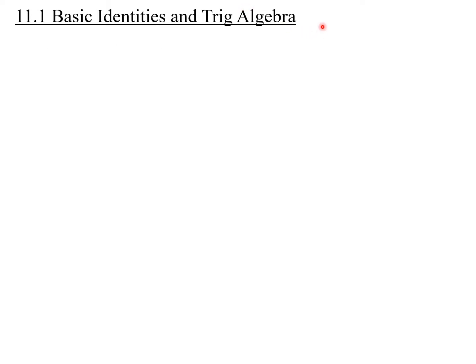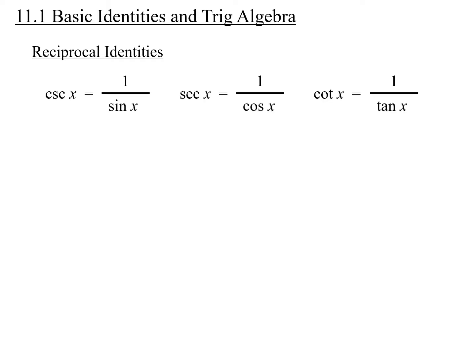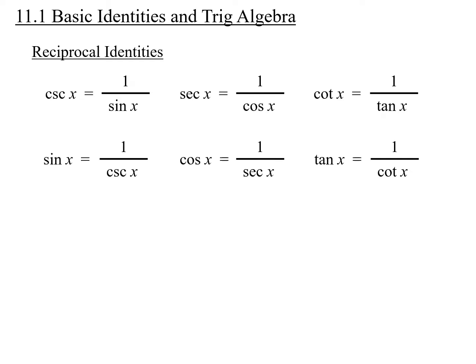there are what we call reciprocal identities, and these we already know. These are cosecant is the reciprocal of the sine function, the secant is the reciprocal of cosine, and the cotangent is the reciprocal of the tangent. And if we reciprocate these, then we get our original. So these are called the reciprocal identities. All right.